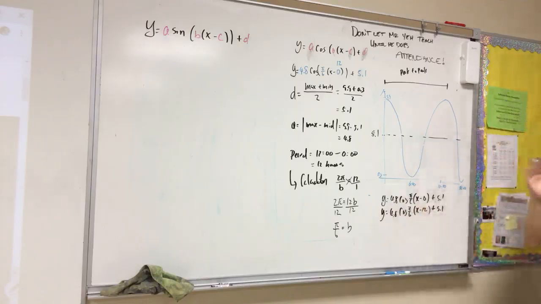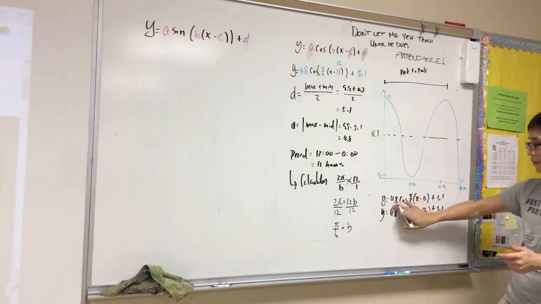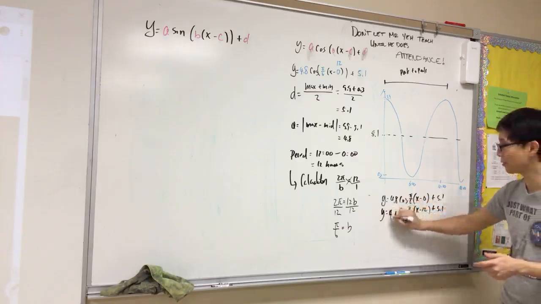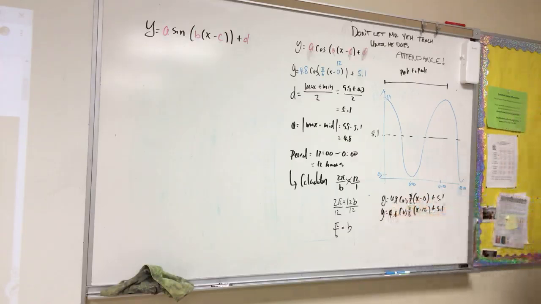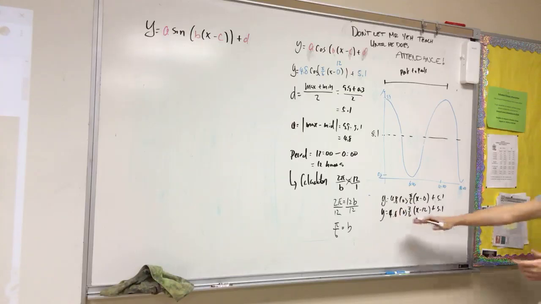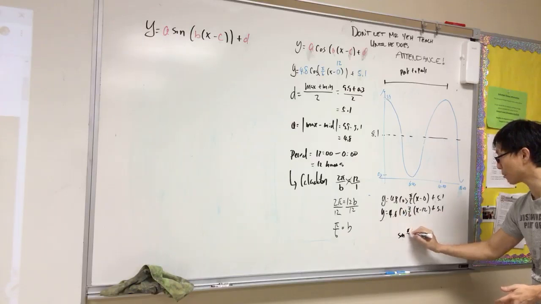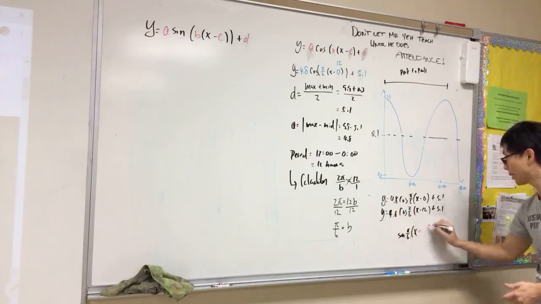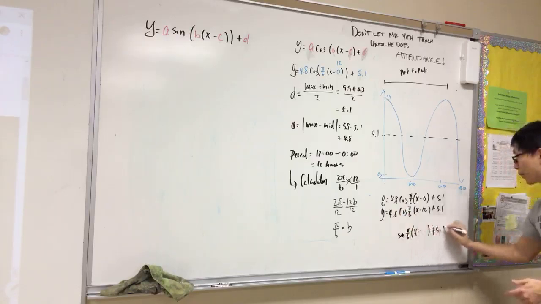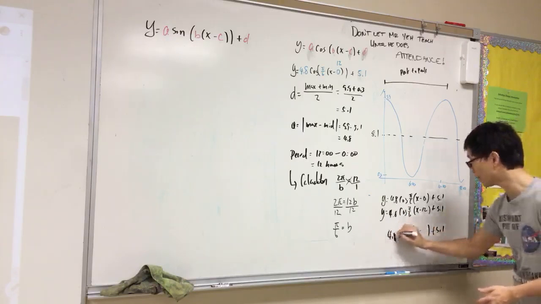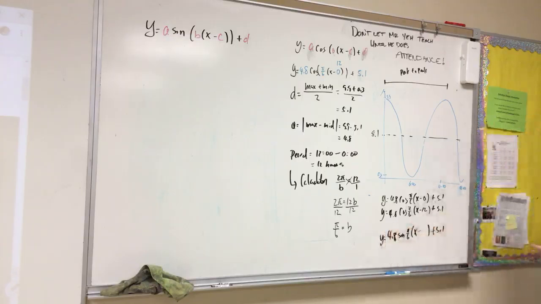Did I make you kind of lost? No. Yeah. So what if I want to write in terms of sine? What if I want to write in sine? It's going to be the exact same thing, but I'm going to change this to sine of pi over 6 of x minus something plus 5.1, 4.8. Y is equal to... can I write in sine?